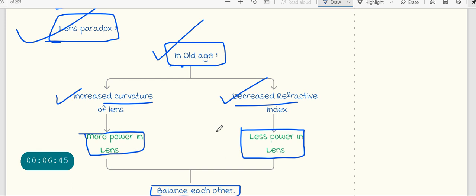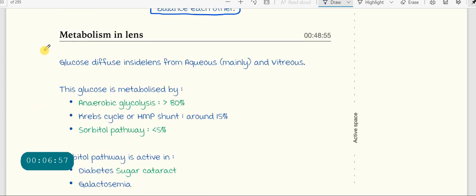So in old ages, this is how your lenses are going to work to balance your vision, by lens paradox. Very simple. Now the next very important topic, metabolism in lens.